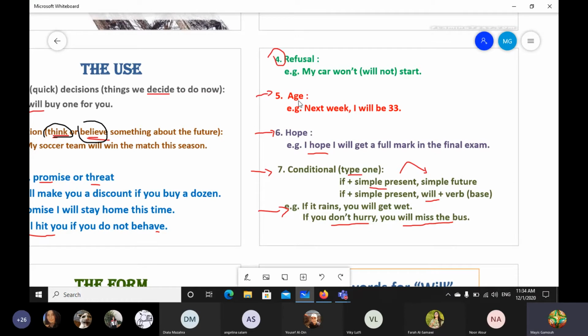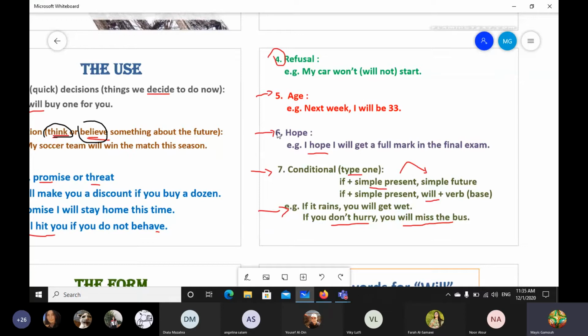Also, we talked about age, and I told you that next week I will be 33. I know that my birthday is next week. Imagine that it's on December 5th, and I will be 33 years of age. But am I sure I will live until December 5th? I don't know exactly. That's why I used age with will.